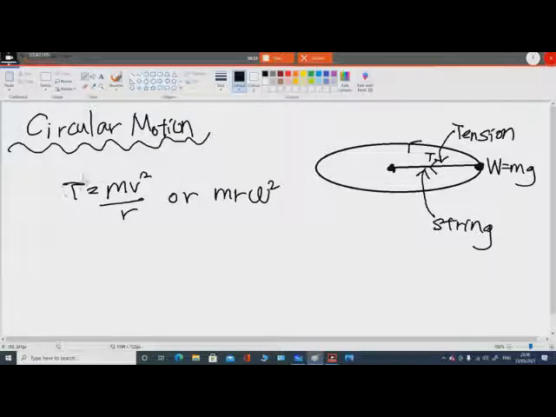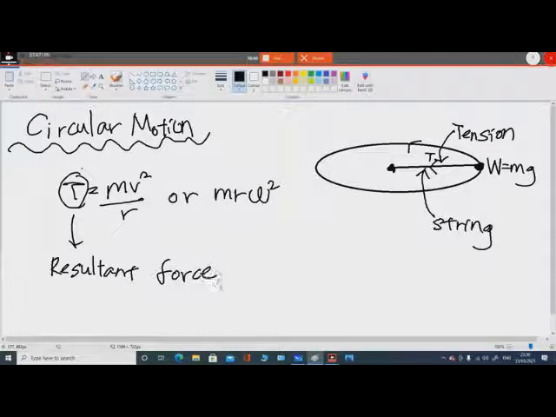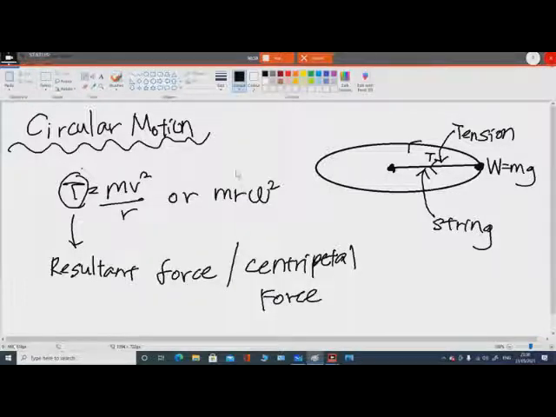This tension can also be denoted as the resultant force. Let me write it clearly. Resultant force, or centripetal force. We all know that. Centripetal force. Alright, that's it for the horizontal circle.